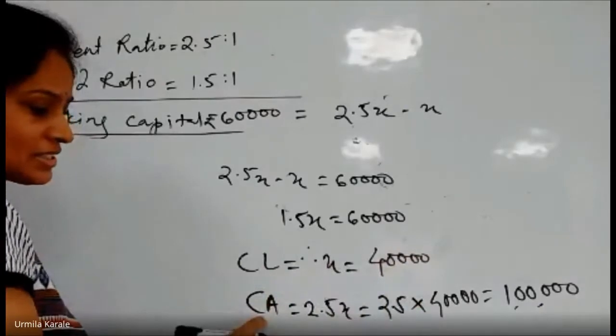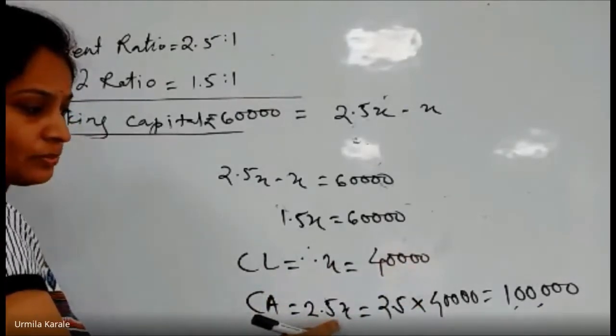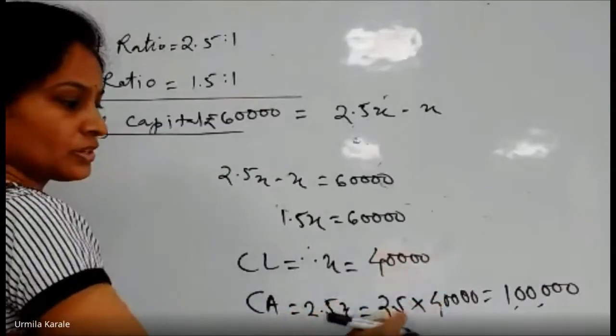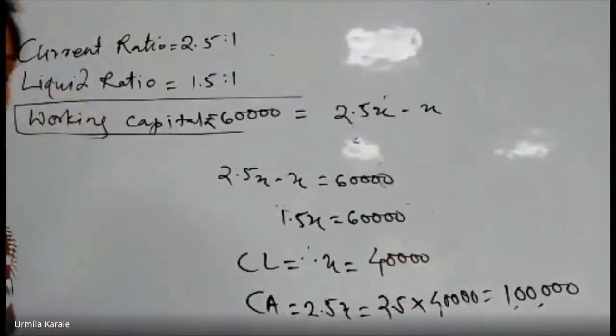Then assets are 2.5 times more. So 2.5 into x value, which is 40,000. If you multiply this, you get 1 lakh.